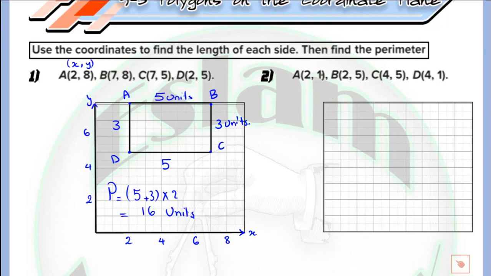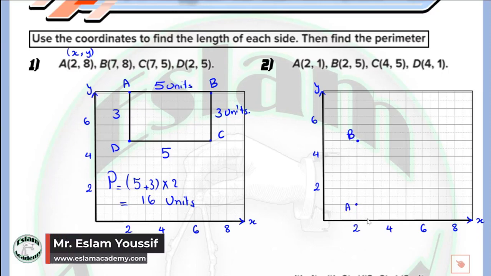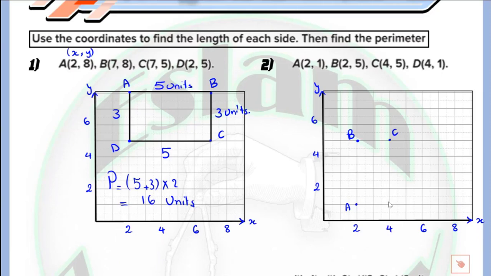In question number 2, we need to graph the polygon. A is equal to 2 and 1. Moving to the right 2 and going up 1. So that would be the point A. B, 2 and 5, going to the right 2 and going up 5. So that would be the point B. C, 4 and 5, going to the right 4 and going up 5. So that would be the point C. D, 4 and 1, going to the right 4 and going up 1. So that would be the coordinate of the point D.